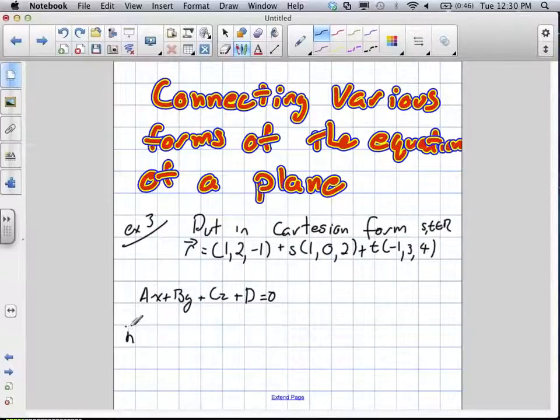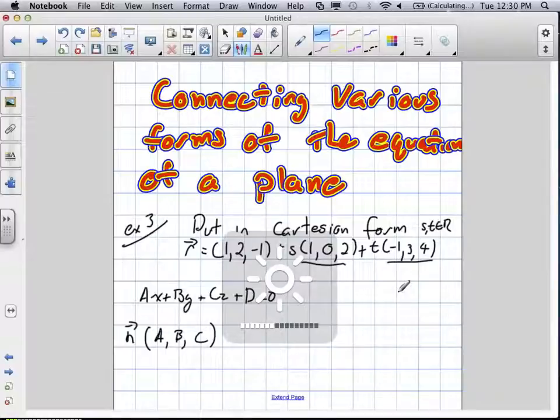Also, the coordinates of the normal vector are a, b, and c. Since the normal is perpendicular to this plane, we can take our two direction vectors and put them through the cross product. The cross product will give us a vector that is perpendicular to this plane. And then from there, we just plug in points to figure out what our d value is.